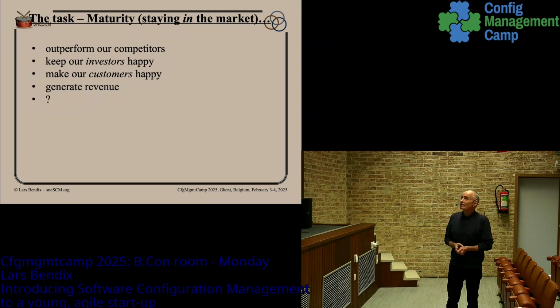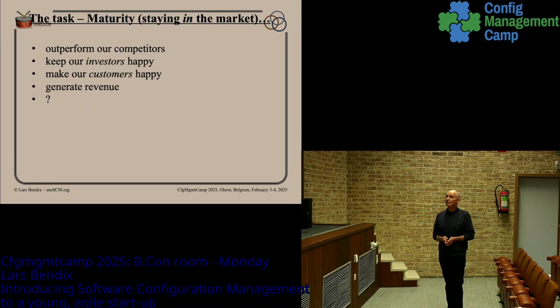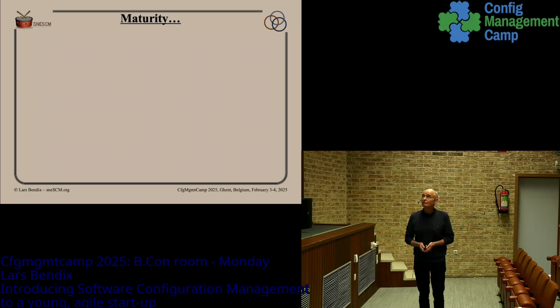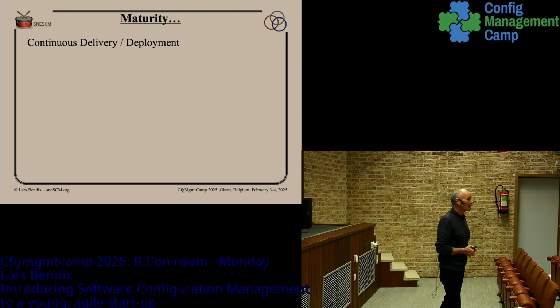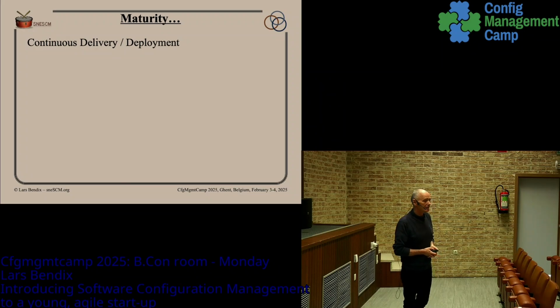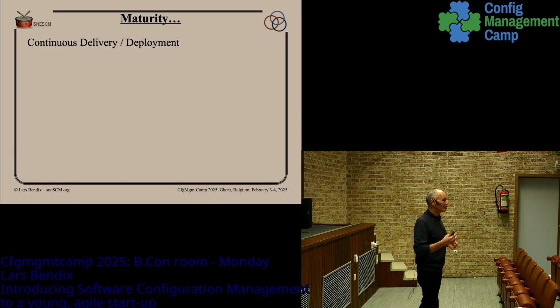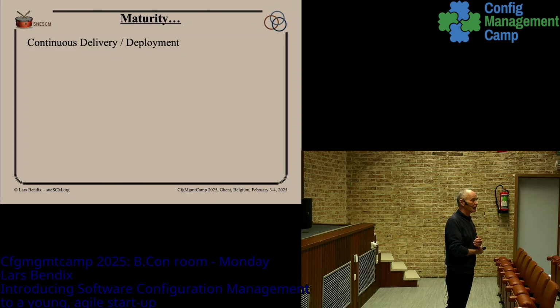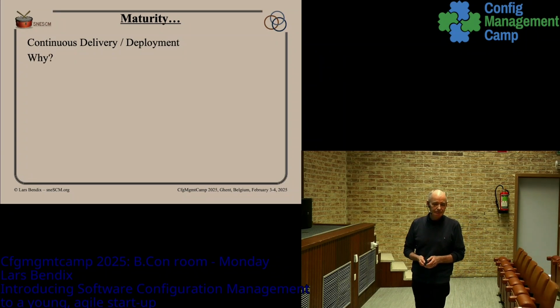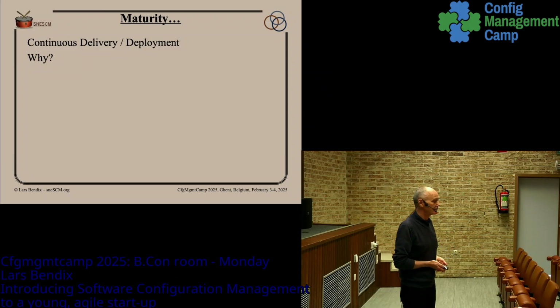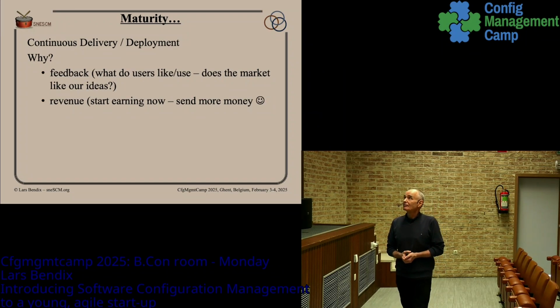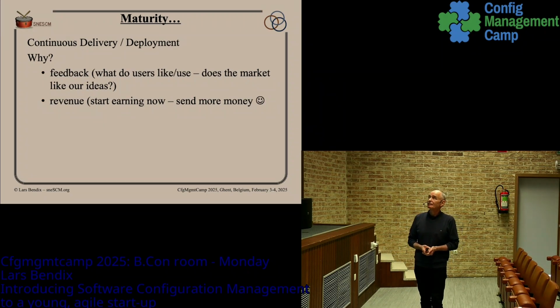The next task: to outperform our competitors, keep our investors happy, make our customers happy, generate revenue. So now it's real continuous delivery, to be able to deliver to the customers. Maybe also continuous deployment. Actually, continuous deployment is nothing more than automation of the deployment process. Why should we do this? Well, we would like to have feedback.